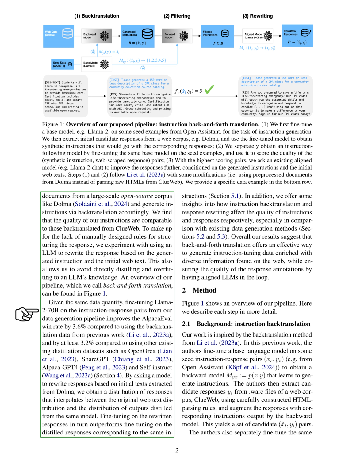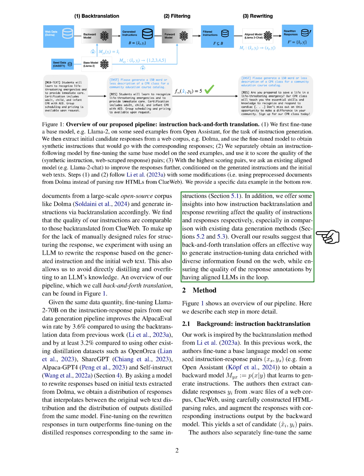By prompting a model to rewrite responses based on initial texts from DOLMA, we create a response distribution that blends the original web text with distilled outputs. Fine-tuning on these rewritten responses outperforms fine-tuning on distilled responses for the same instructions. We also provide insights into how instruction back translation and response rewriting influence the quality of instructions and responses, particularly in comparison to existing data generation methods.